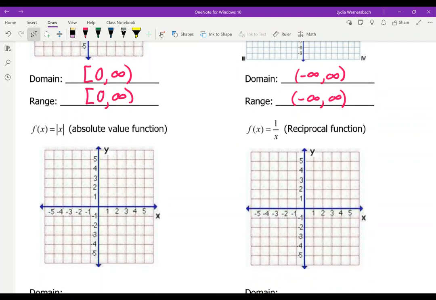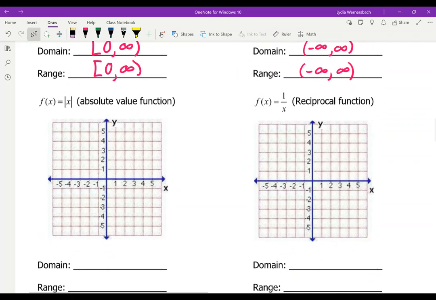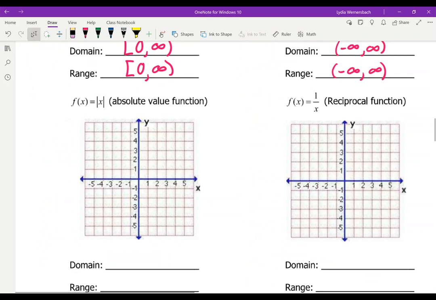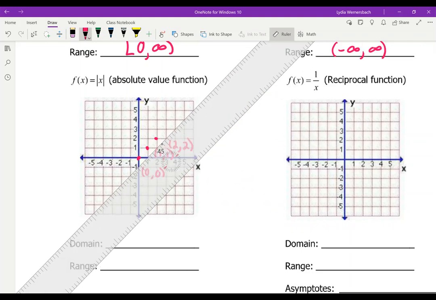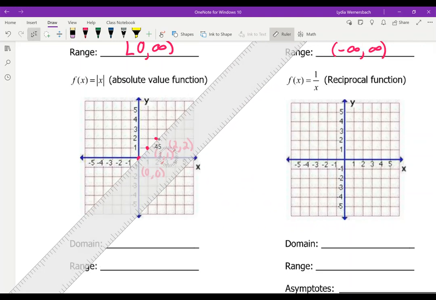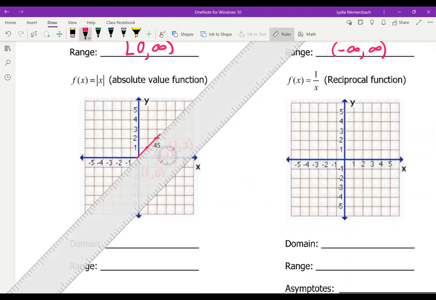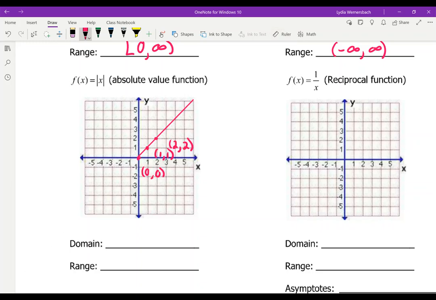Okay. The next one is what we call an absolute value function. Anybody know what this looks like? It should look like a V. And so it has the points 0, 0, 1, 1, 2, 2, and so on, 3, 3, 4, 4, etc. So it has kind of a positive slope of 1 on the right side. So this side would look like this. But then what absolute value does is it makes everything positive.